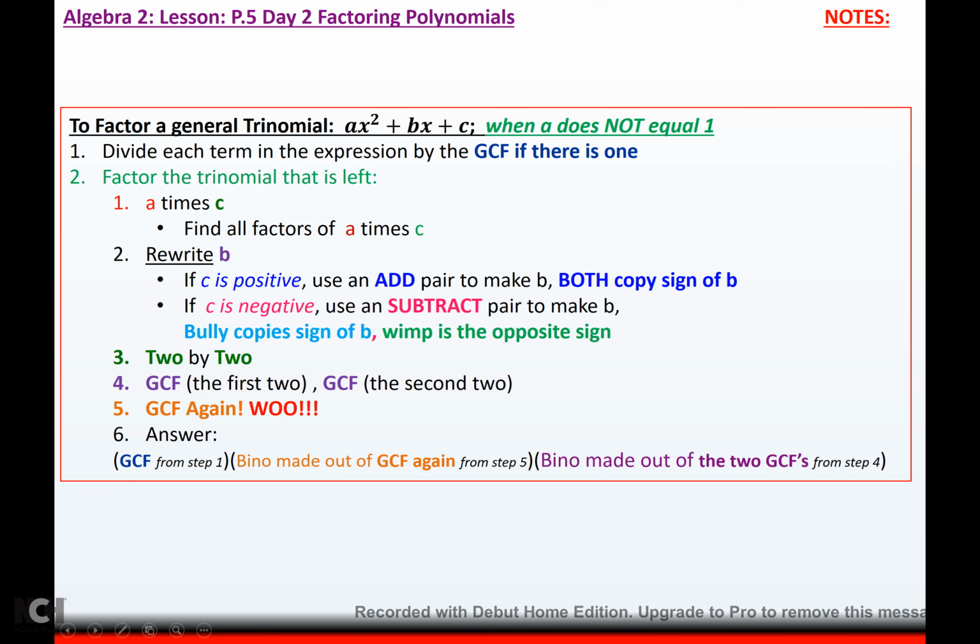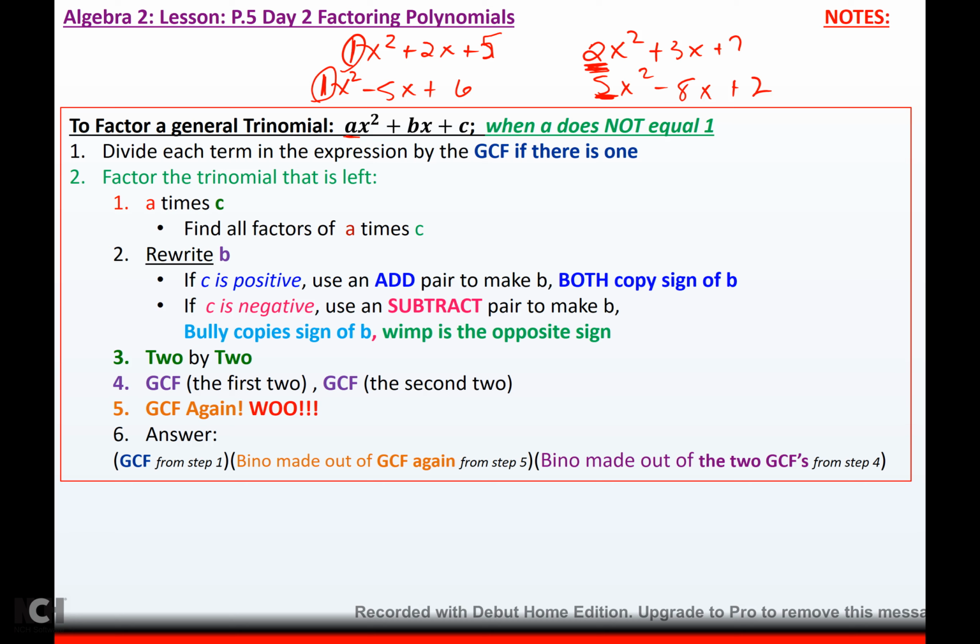Okay, we are in P.5, day two, factoring polynomials. We already talked about factoring general trinomials when a equals 1, like x squared minus 5x plus 6. The only ones we factored had a equal to 1, so it was very simple. Today we're going to be factoring polynomials like 2x squared plus 3x plus 7, or 5x squared minus 8x plus 2, where a isn't 1. It's not too much harder, just a few more steps, okay?